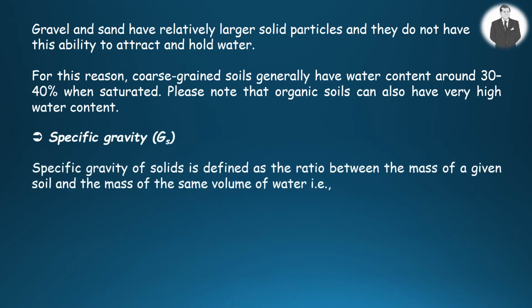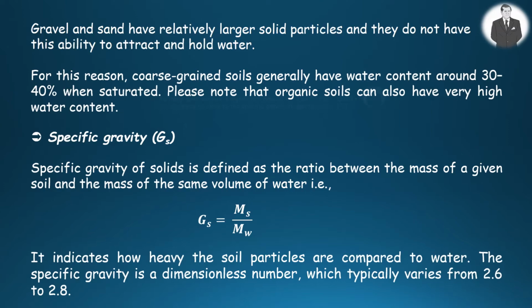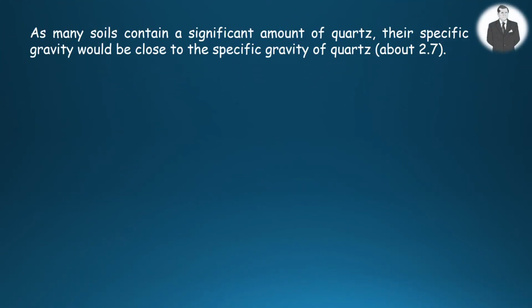The specific gravity of solids is defined as the ratio between the mass of a given soil and the mass of the same volume of water. It shows how heavy the soil particles are compared to water. The specific gravity is a dimensionless number, which typically ranges from 2.6 to 2.8. As many soils involve a significant amount of quartz, their specific gravity would be close to its specific gravity, which is about 2.7.